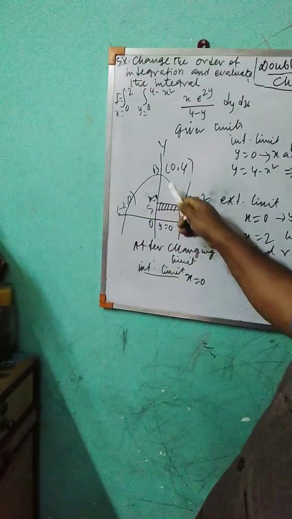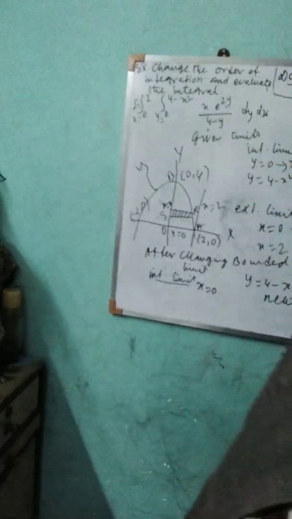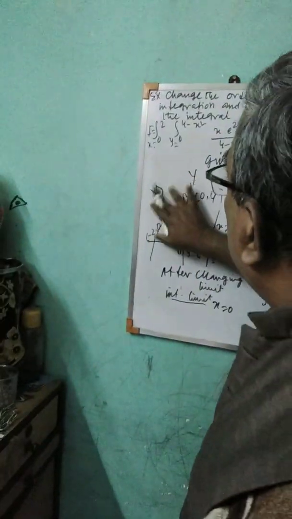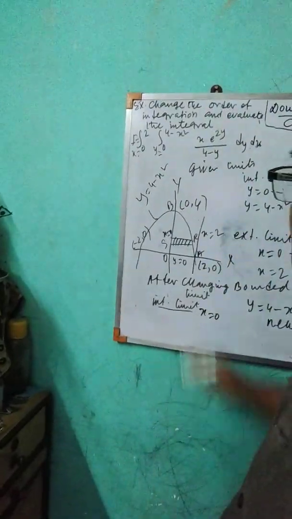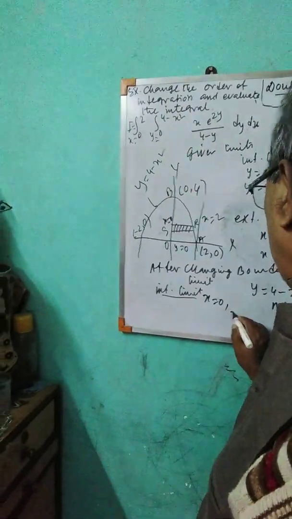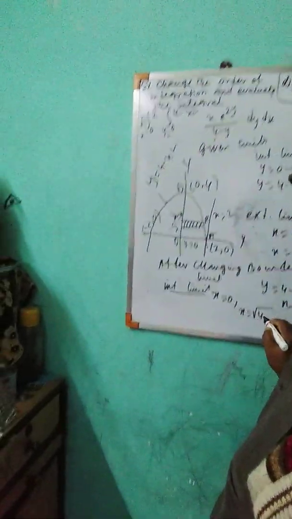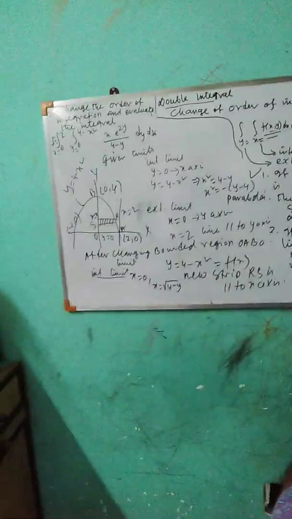What is this equation? This equation is y equals 4 minus x squared. So from this, x squared equals 4 minus y, so x equals root over 4 minus y.